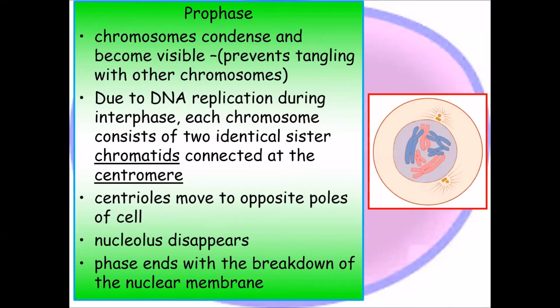We don't want the nucleus to be inside the cell at the moment because it'll just get in the way. So the cell breaks down the nucleus to allow the genetic material to move around to each section of the cell. The next stage is metaphase.